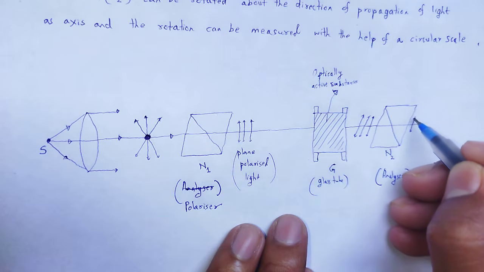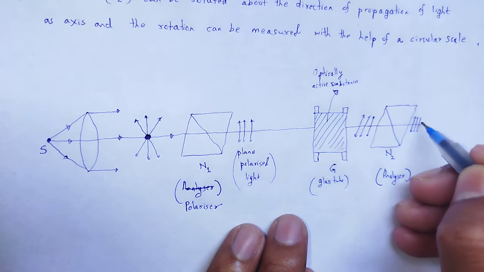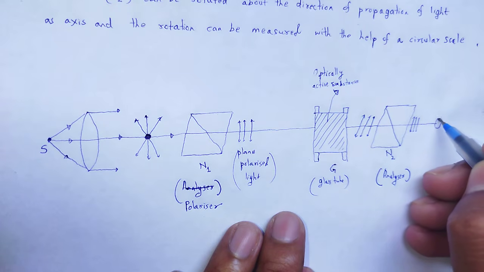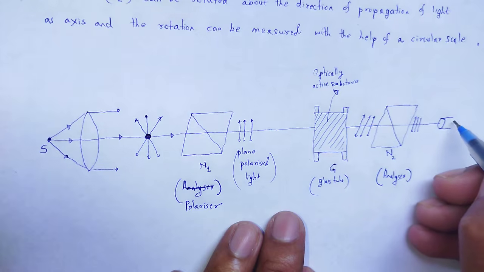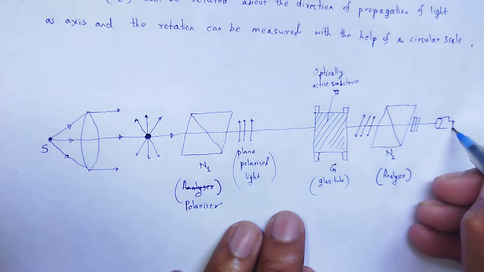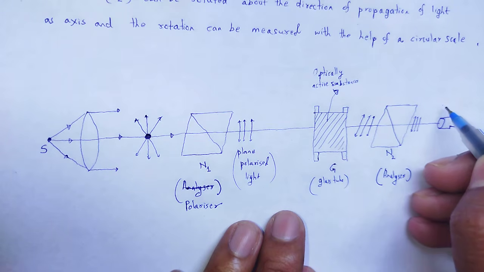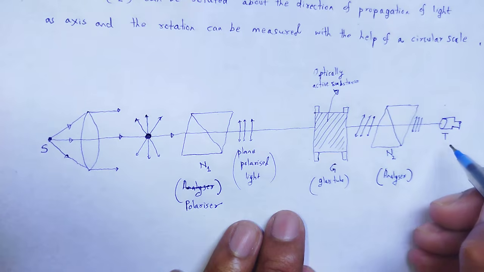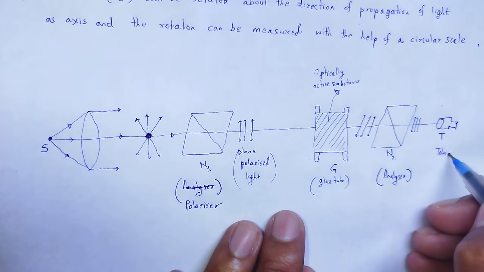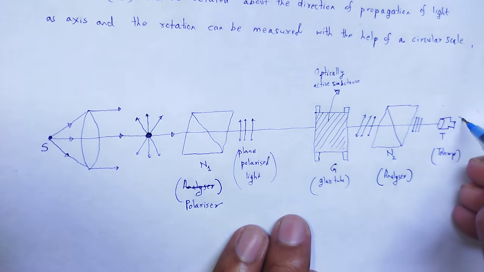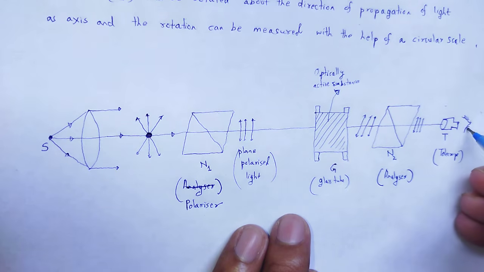After that, a telescope is used. This is the telescope, to observe that light, and there we see it in our eye.